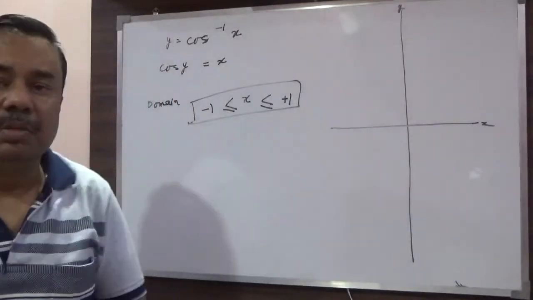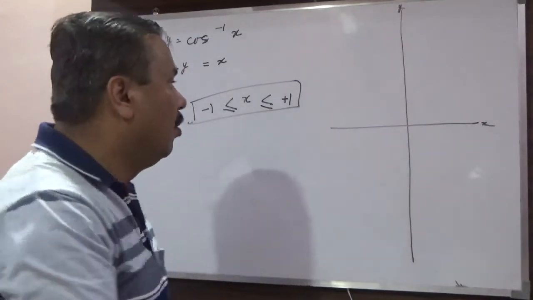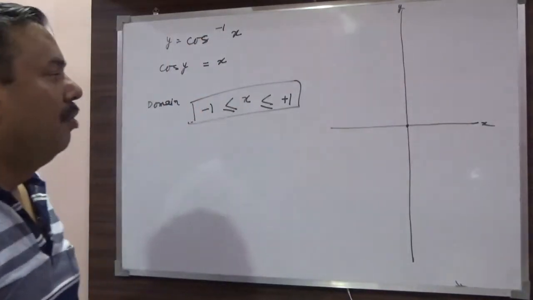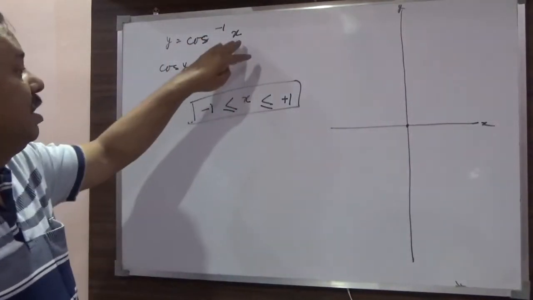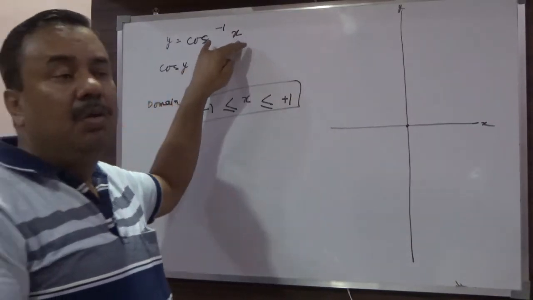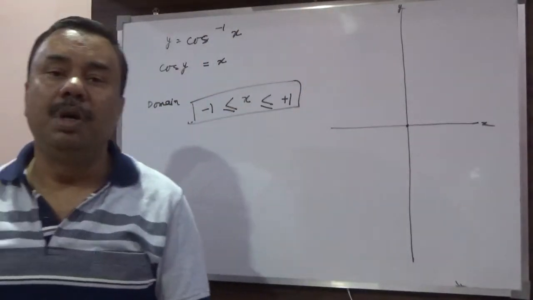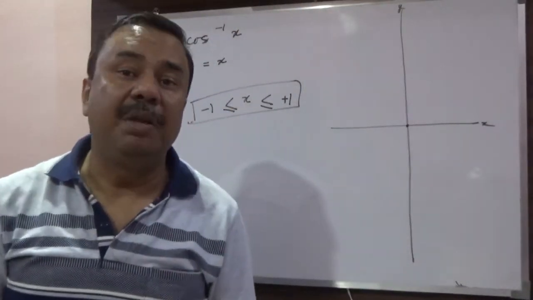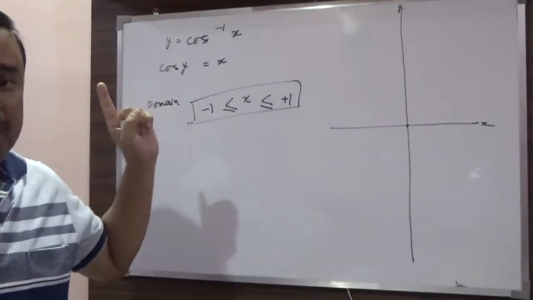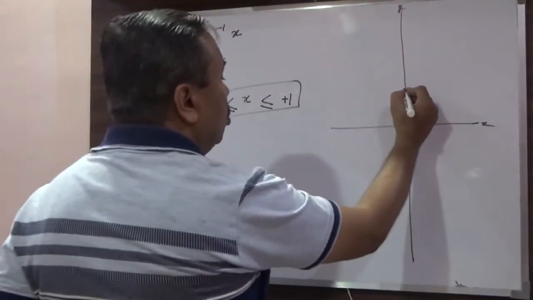As I have seen in the case of sine inverse functions, when the value of x is 0, at what point will it be 0? It will be at pi by 2, because cos pi by 2 was equal to 0. So it was cos pi by 2.